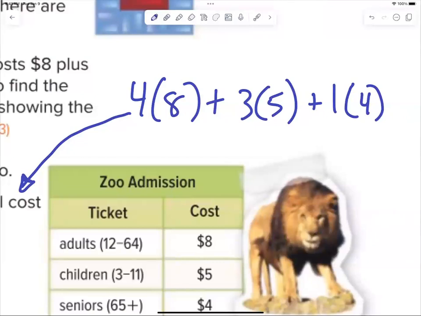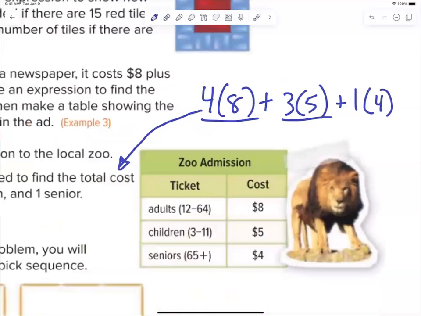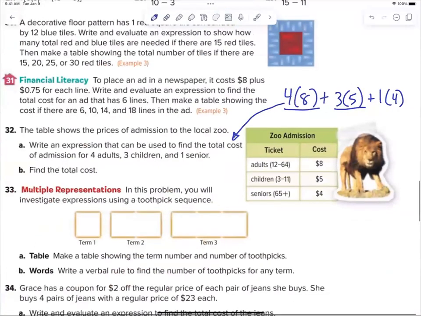Now let's practice mental math. Eyes up there. 4 times 8 is 32, and 3 times 5 is 15. Now 32 plus 15. Do 32 plus 10. What's that? 42 plus 5. 47. See how you're adding? You don't have to borrow and carry and do all that fancy stuff. And then 47 plus 4. 51. All right, I'm happy with that. That's my answer to number 32.